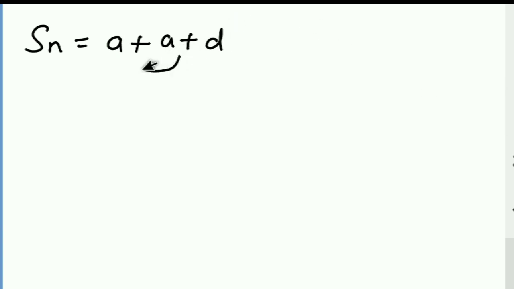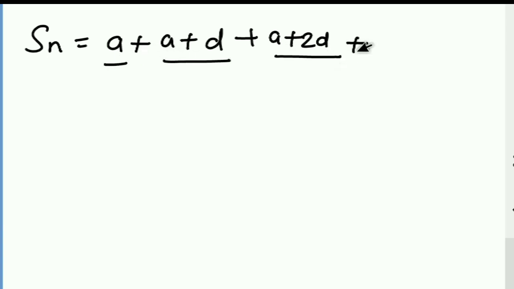We have to find the summation of n terms. We add the first term, then the second term will be a plus d. Why will this be a plus d? Since two terms have a common difference of d, the next term will be a plus d. Then the third term will be a plus 2d. This is your third term, this is your second term, and this is your first term. So the nth term will be equal to a plus n minus 1 into d.